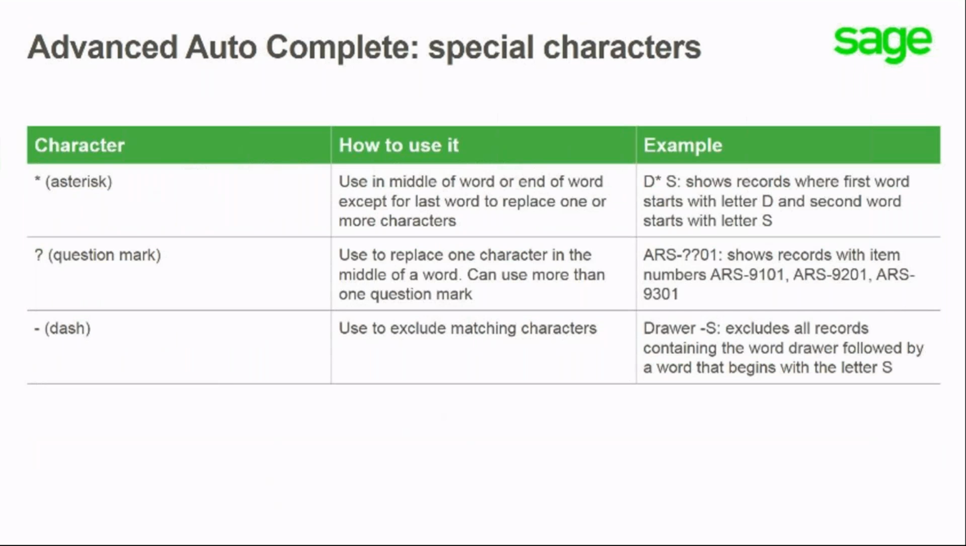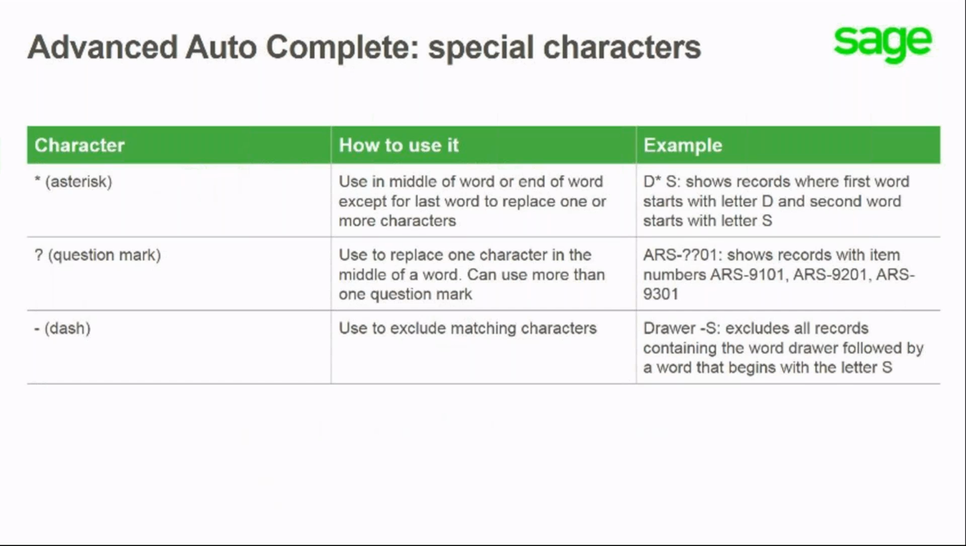You can also use special characters. You can use an asterisk in the middle of a word or end of a word, except for the last word, to replace one or more characters. So for example, D*S shows records where the first word starts with the letter D and the second word starts with the letter S. You can use the question mark to replace one character in the middle of a word, and you can use more than one question mark.